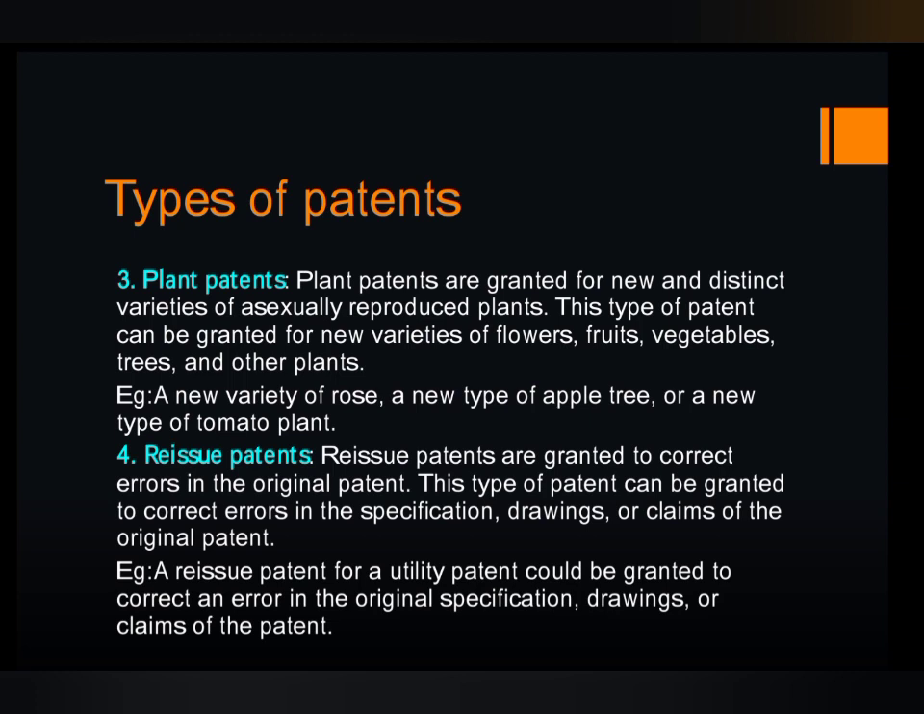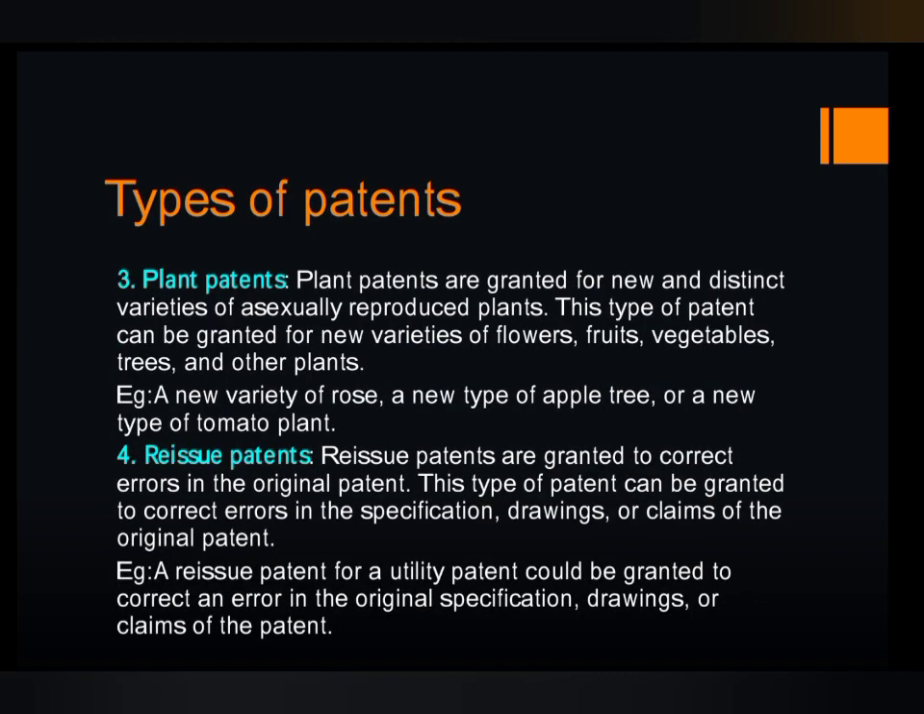So this type of patent is granted to correct the errors in the specification, drawings or claims of the original patent. That means if there is anything wrong or errors in the original patent, the researcher has to change that and he must get the reissue of the patent. A reissue patent for a utility patent could be granted to correct an error in the original specification, drawings or claims of the patent. Suppose a machine which got the utility patent is not working properly, then it must be repaired such that it will again get the patent. So that patent is called a reissue patent.